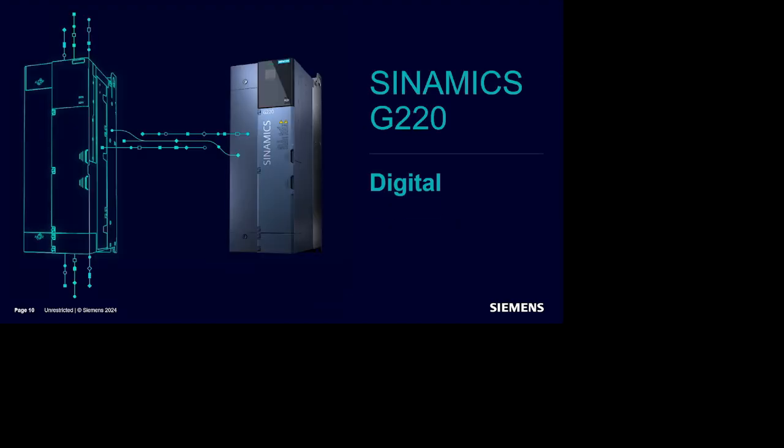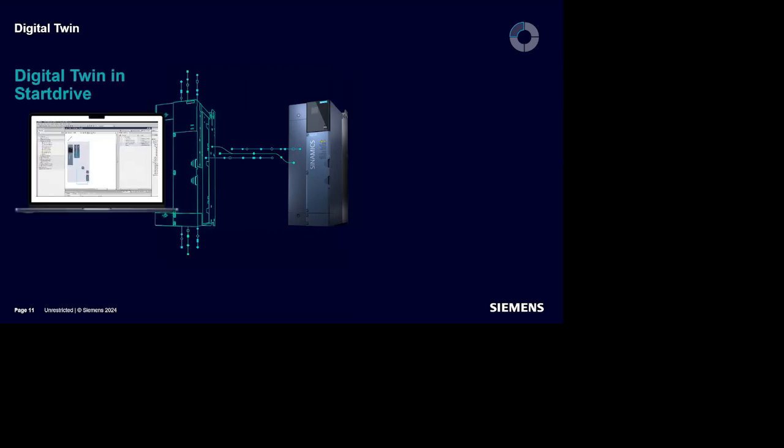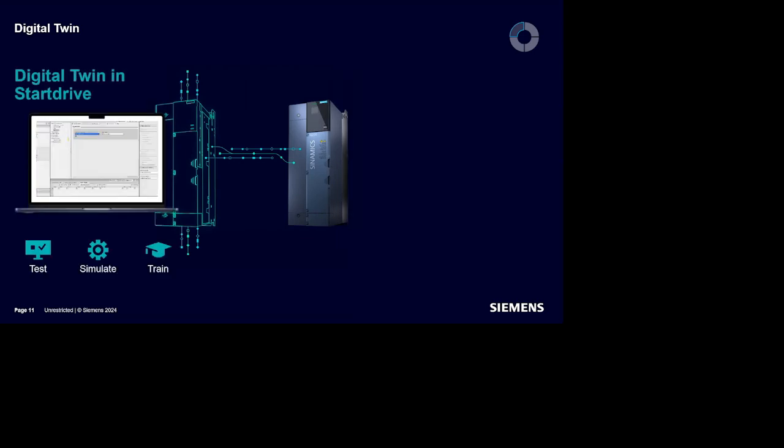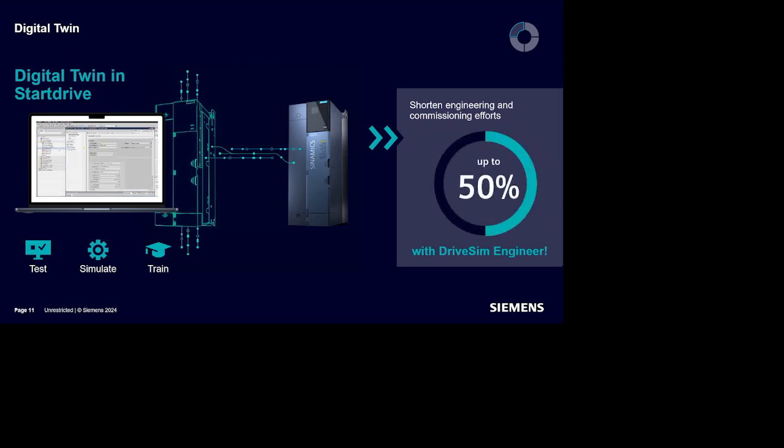Let's start with the very first cluster, which is Sinamics G220 Digital. The Sinamics G220 is one of our digital native drives, and of course, it has a powerful digital twin. The digital twin is fully integrated in Start Drive in the TIA portal, as you can see in this small screen. This allows us to test, to simulate, and also to validate the drive behavior under realistic conditions. So before we even have the hardware, we can test, and we can also use it for training purposes.